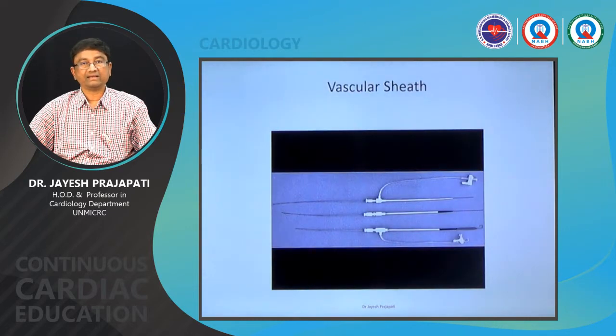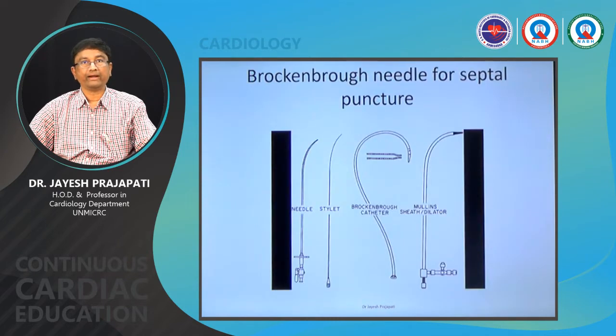And these are the various vascular sheaths, and there is a color coding. You know that green is 6 French, 7 is orange, then black, yellow and blue is 8 French, and ash color, and pink color, pink is 4 French. So everything is color coded, so that way you can know it.